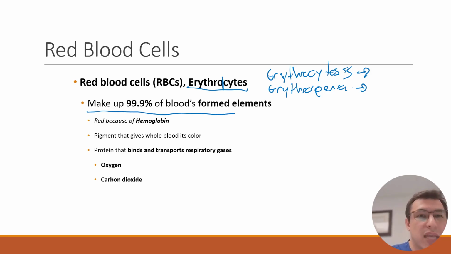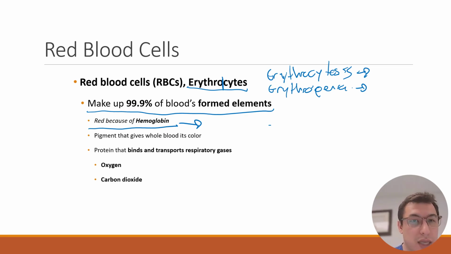Again, red blood cells make up about 99% of formed elements. So when we do a hematocrit, even though it is the percentage of formed elements, it is more of a test to tell us how many red blood cells we have. Why is blood red? Because of hemoglobin. Hemoglobin is red. It gives it that pigment to its color. And what is the major function of red blood cells? To carry respiratory gases, oxygen and CO2. You breathe in oxygen, you breathe out CO2.